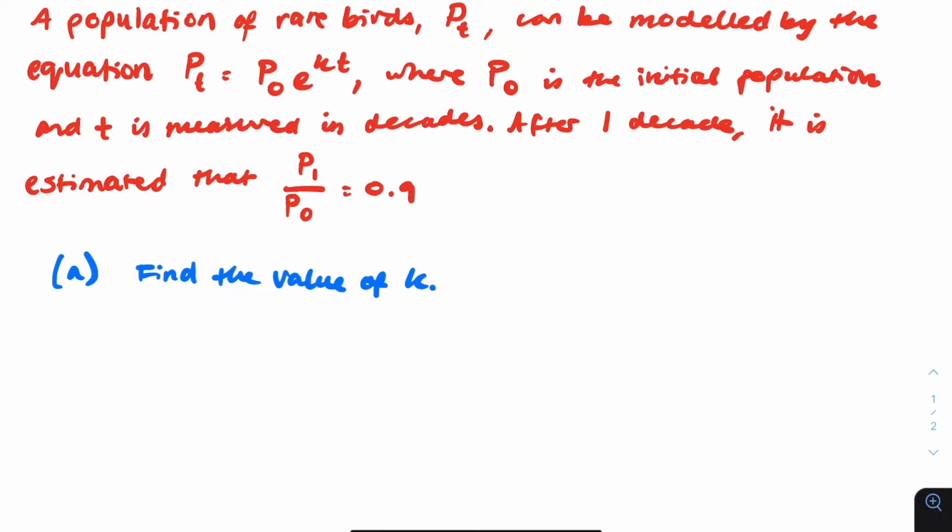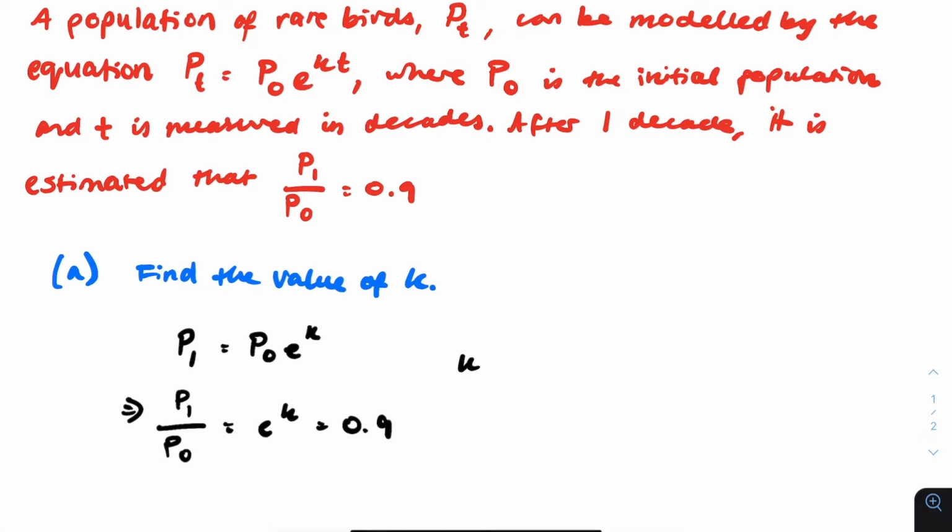And the way we can do this is just substitute t as 1, because that's the first data point we're given, and then rearrange in order to solve for k. I'm just getting my calculator out because we'll need it. So if we write P(1) out, that's equal to P0 times e to the power of k, because t is 1. And if we do a bit of rearranging, we see that P(1)/P0 is equal to e to the power of k. And we know that's equal to 0.9.